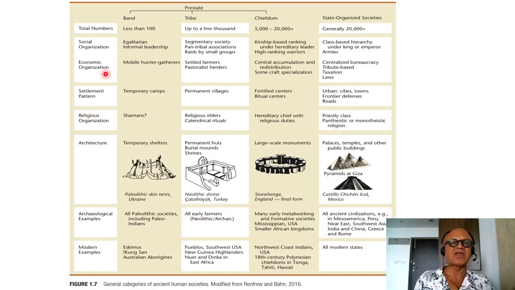Okay, so similarly, there are economic organizations: mobile hunter-gatherers, settled farmers, pastoralists, herders, central accumulation, redistribution, some craft specialization, centralized bureaucracy, tribute-based taxation, laws, and so on. And settlements: bands tend to be in temporary camps, whereas tribes tend to be permanent villages.